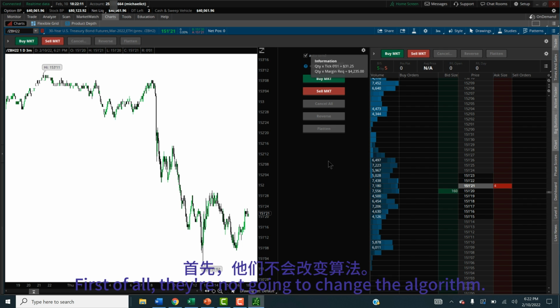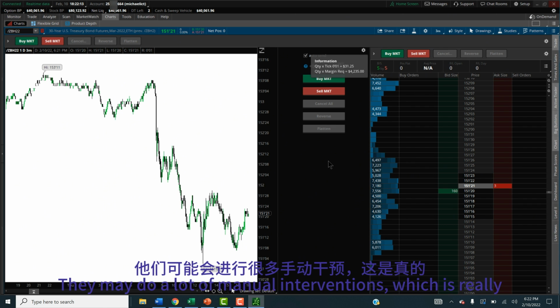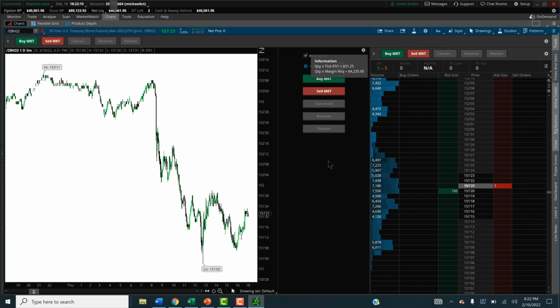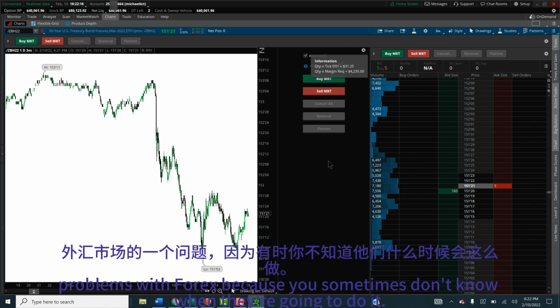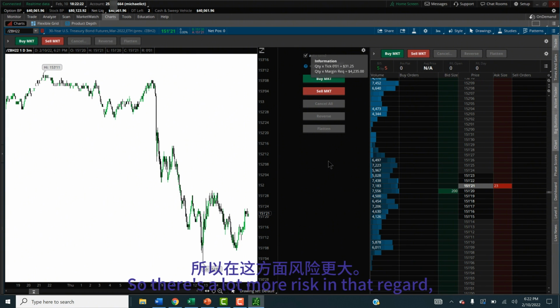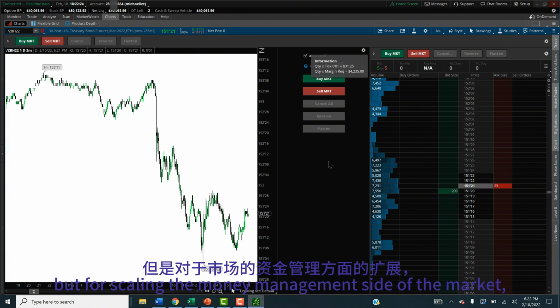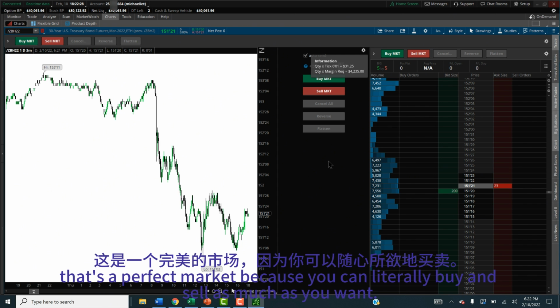And first of all, they're not going to change the algorithm. They may do a lot of manual interventions, which is really one of the problems with Forex, because you sometimes don't know when they're going to do it. So there's a lot more risk in that regard. But for scaling the money management side of the market, that's a perfect market, because you can literally buy and sell as much as you want.